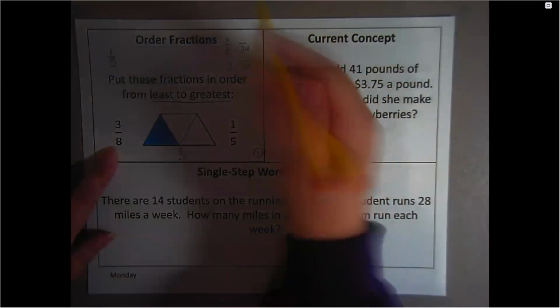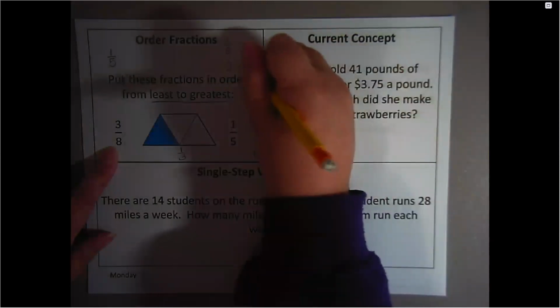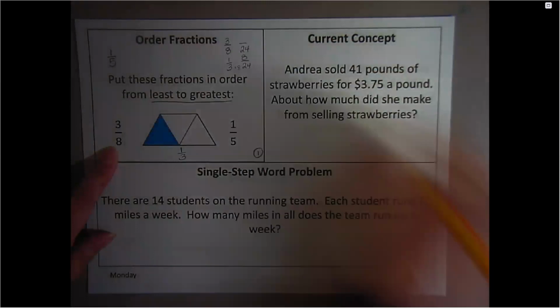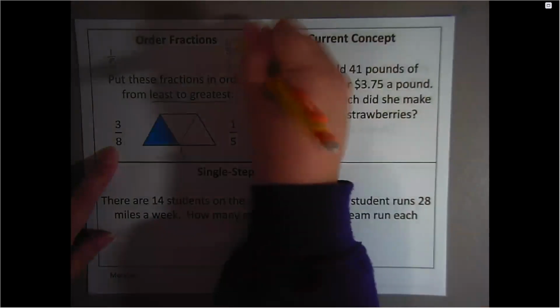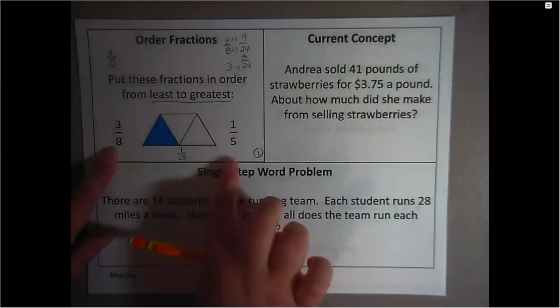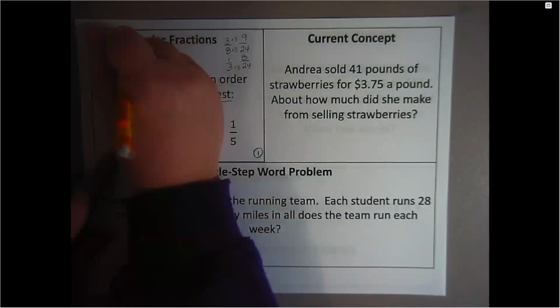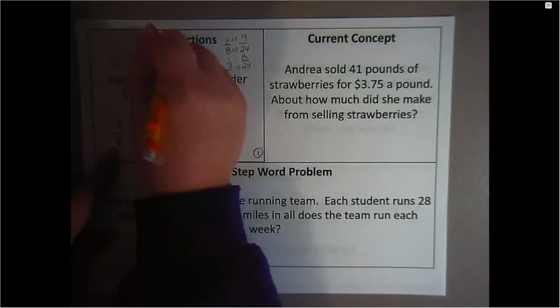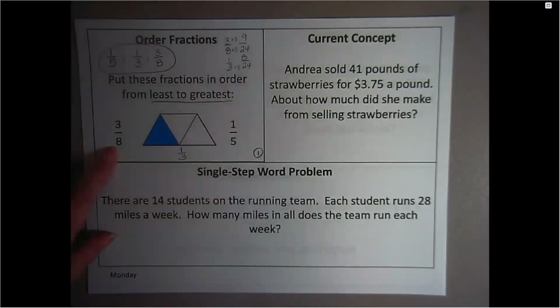And so I'm going to multiply 3 times 8 to get 24. So 1 times 8 is 8. And 8 times 3 is 24. So 3 times 3 is 9. So 3/8 is the larger of the 2 fractions. So that means that 1/3 comes second and 3/8 comes last. So that is the order from least to greatest.